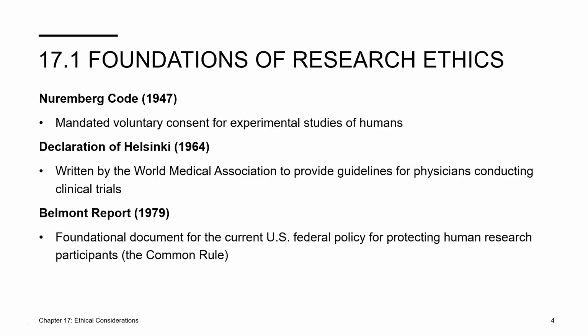Section 17.1 includes the foundations of research ethics. It includes some key sets of principles that have come up over the past several decades, really to enhance the importance of ethics in human research. So the first one is the Nuremberg Code in 1947, and this mandated voluntary consent for experimental studies of humans. The second is the Declaration of Helsinki in 1964. This was written by the World Medical Association to provide guidelines for physicians conducting clinical trials.